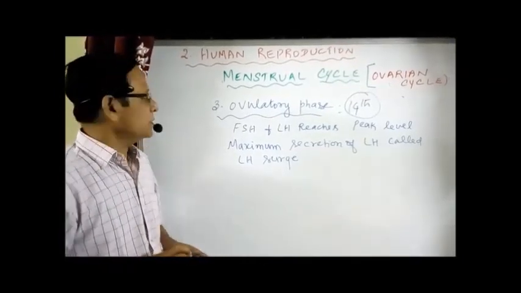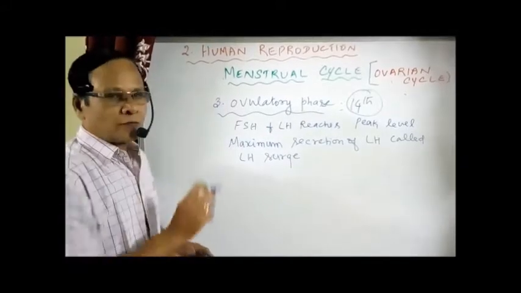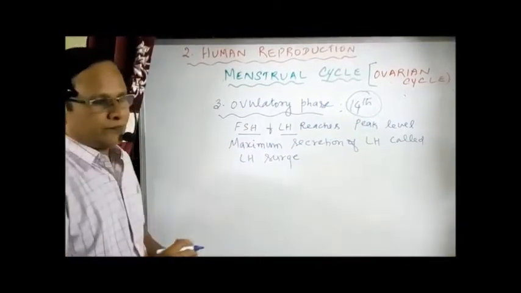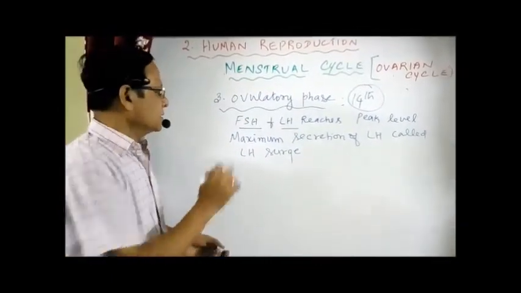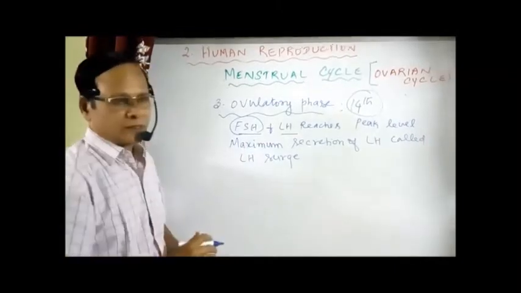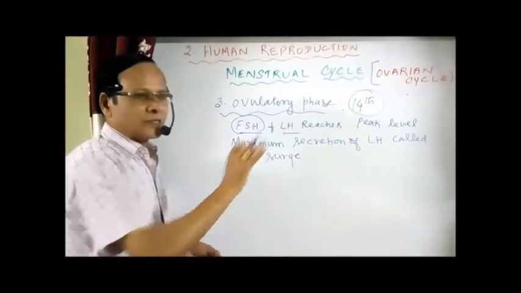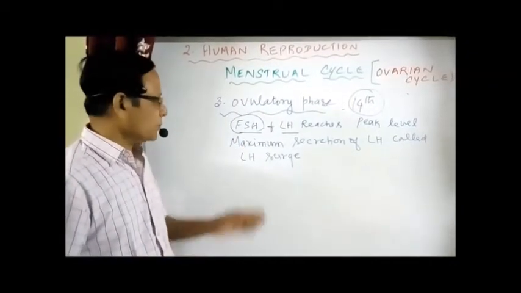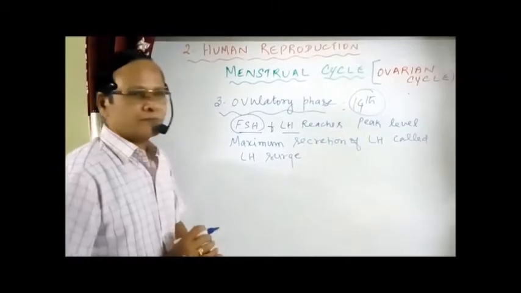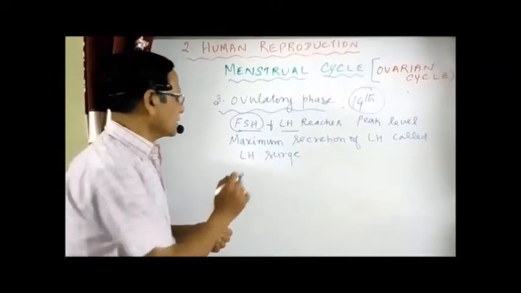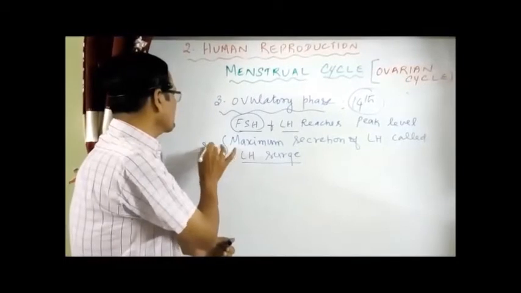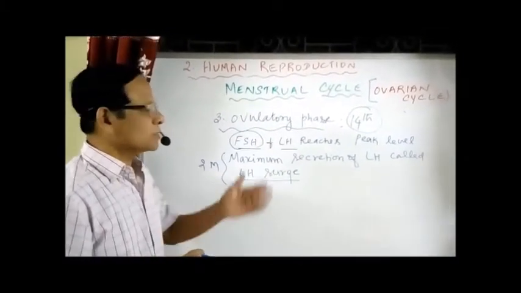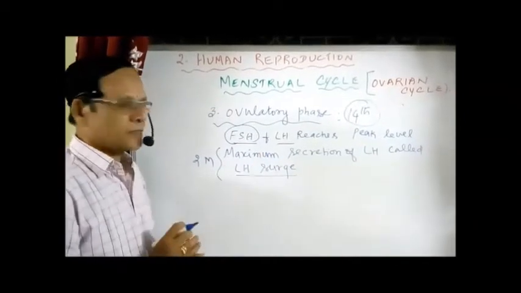Now during that period, from the follicular phase, FSH and LH attain the peak level. Then finally the level of FSH decreases and the LH level increases. During ovulation, maximum secretion of LH occurs, and that is called LH surge. This is a 1 to 2 marks question. What is LH surge? The maximum secretion of LH during the ovulation period is called LH surge.